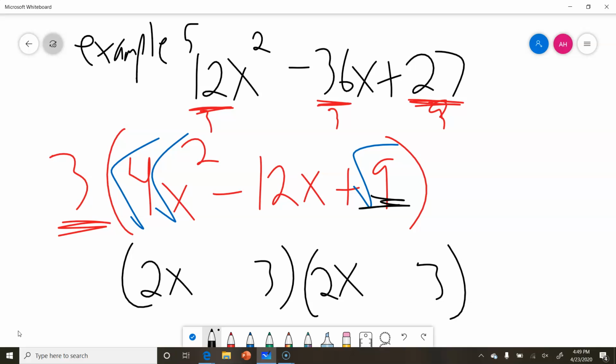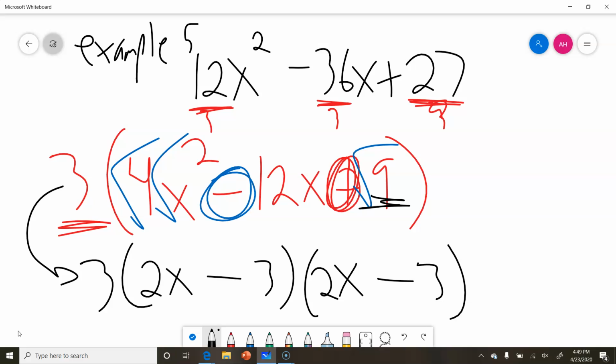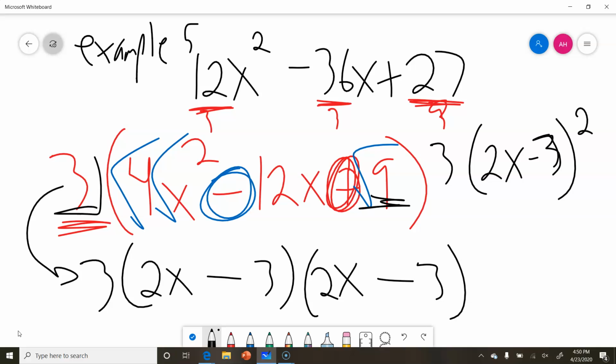Now this time, I see that's a positive, but that doesn't mean anything because this is a negative. And when that's a negative, I know that my answer is going to look like that. 2x minus 3, 2x minus 3, with this 3 in front, because this guy just stays. And now I rewrite my answer: 3, 2x minus 3 squared. Okay? That is my final answer. So I must pull it out first. I must pull this 3 out first, and then I can take my square roots.